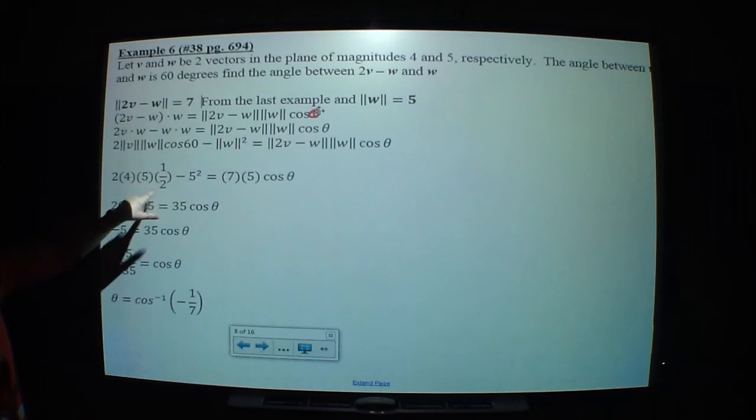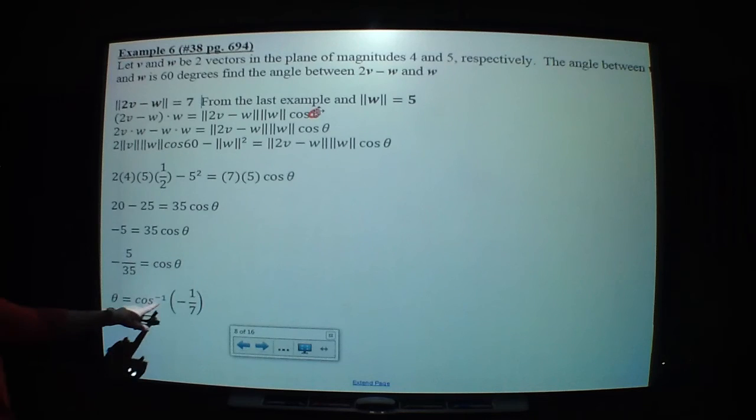2 times 4 times 5 times a half is 20. 5 squared is 25. 7 times 5 is 35. 20 minus 25 is negative 5, so negative 5 is equal to 35 cosine of theta. Divide by 35, so you have negative 1/7 is equal to cosine of theta, and then theta is equal to the inverse cosine of negative 1/7. On a test, you would be done if I said no calculators. If you want to find out what that angle is, just plug inverse cosine of negative 1/7 into your calculator and you get the angle. And that is an obtuse angle.